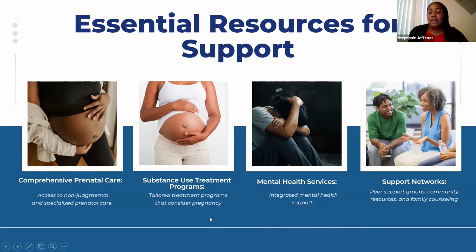Substance use treatment programs that are tailored to women who are pregnant and using substances, integrated mental health support, and of course, peer support groups, community resources, and family counseling. One of the biggest things is having someone that you can talk to who has experienced these same things. Peer support is super important because it goes back to those feelings of isolation, not having anyone you can call on, anyone you can trust. And so having that support network is really instrumental in providing support for pregnant moms who are dealing with these circumstances.